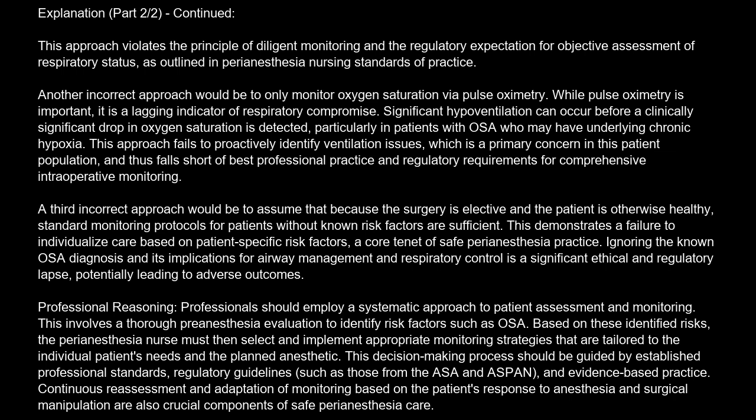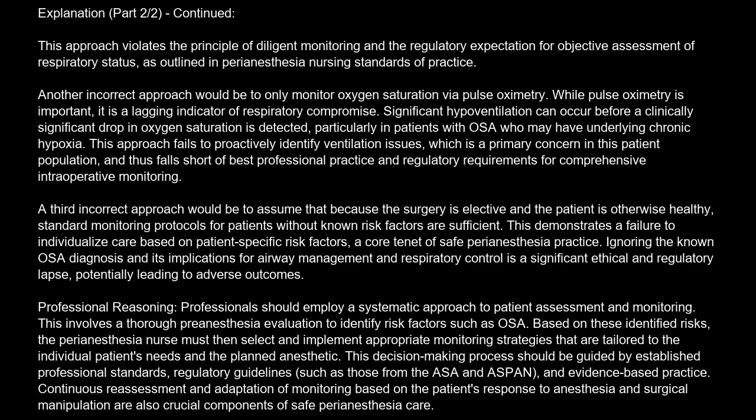Another incorrect approach would be to only monitor oxygen saturation via pulse oximetry. While pulse oximetry is important, it is a lagging indicator of respiratory compromise. Significant hypoventilation can occur before a clinically significant drop in oxygen saturation is detected, particularly in patients with OSA who may have underlying chronic hypoxia. This approach fails to proactively identify ventilation issues, which is a primary concern in this patient population, and thus falls short of best professional practice and regulatory requirements for comprehensive intraoperative monitoring.